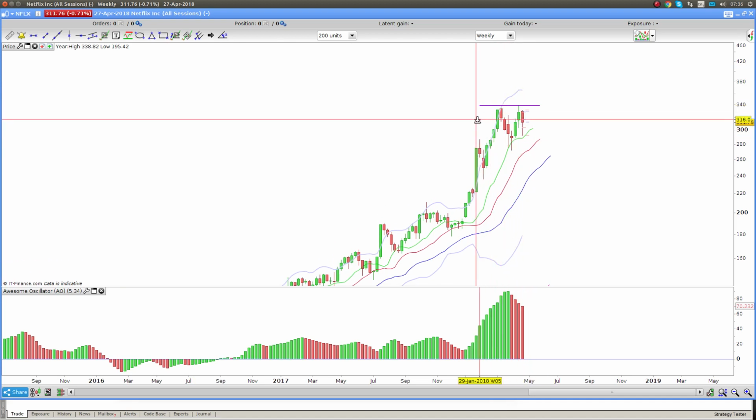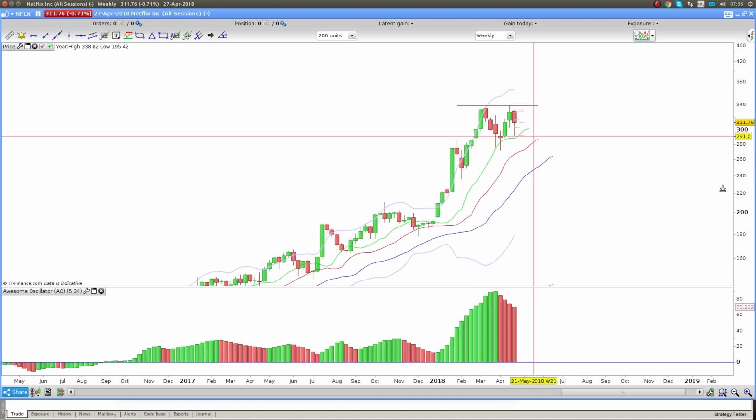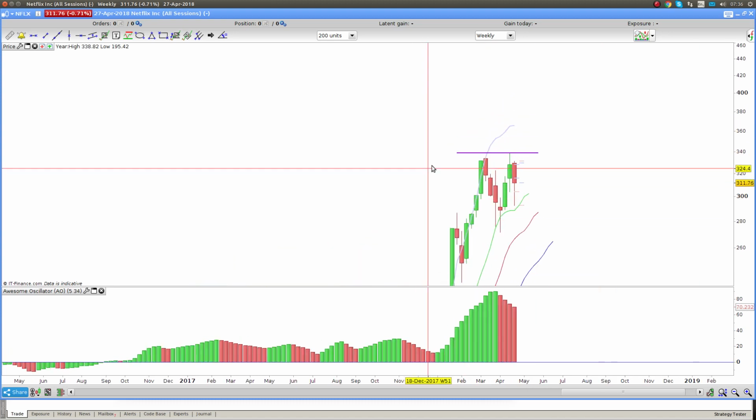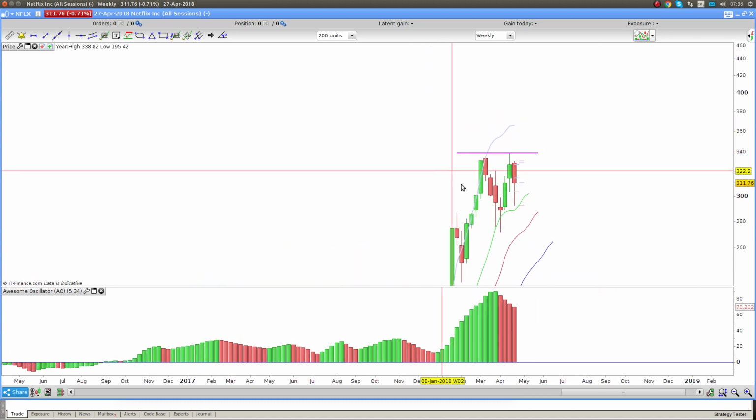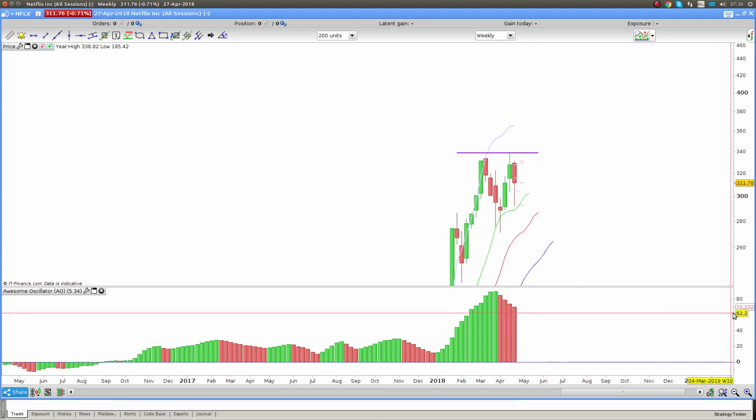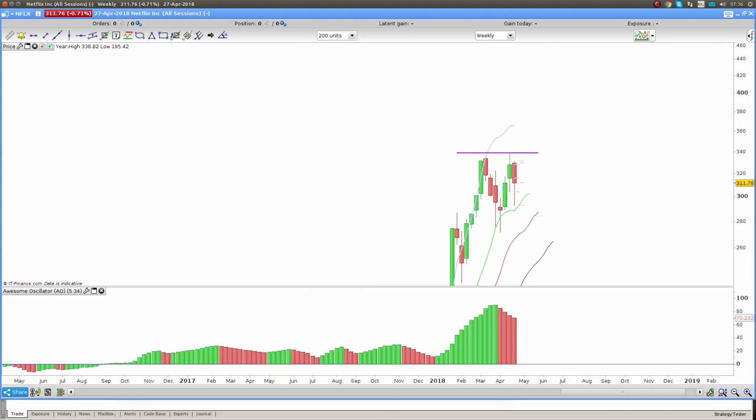Now we failed to make, or we did make a new high, didn't we? The week before, yeah, we made a new high, but the big concern for me is what you see here on the awesome oscillator, and that is that the awesome oscillator is heading down, but price is, for all intents and purposes, if you want to be exact about it, price created a new high and awesome oscillator went down.